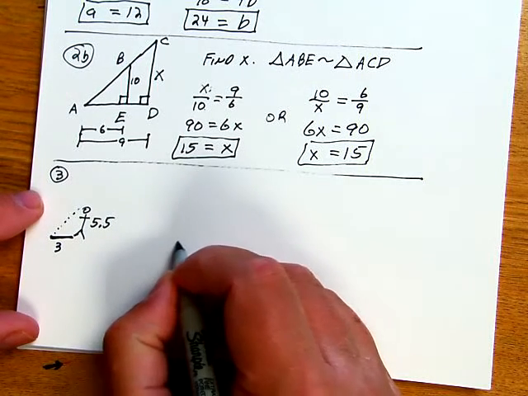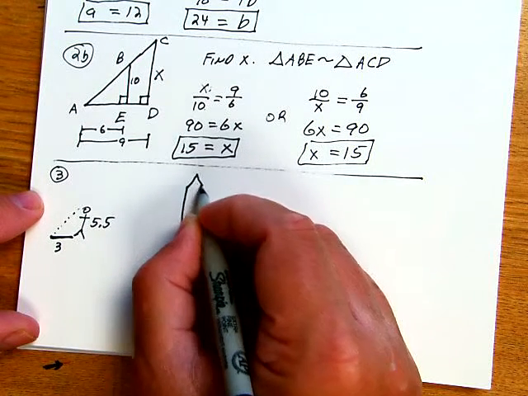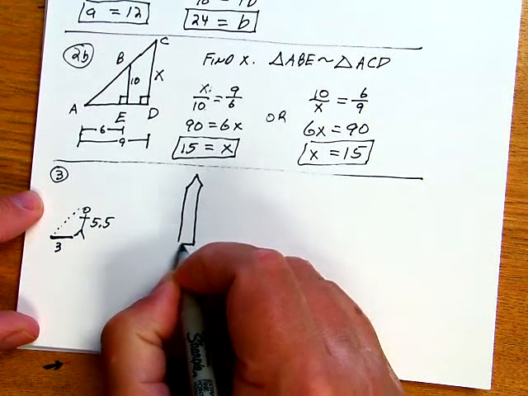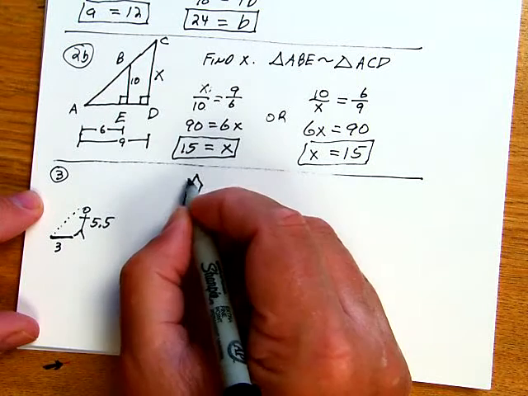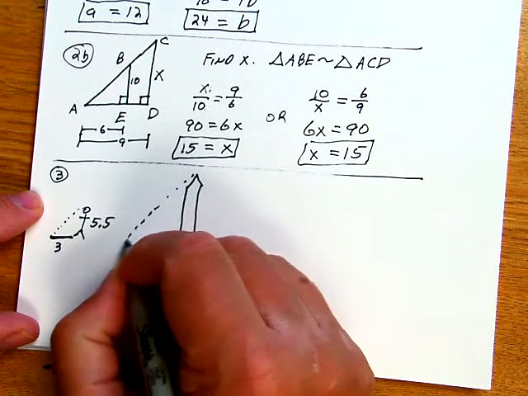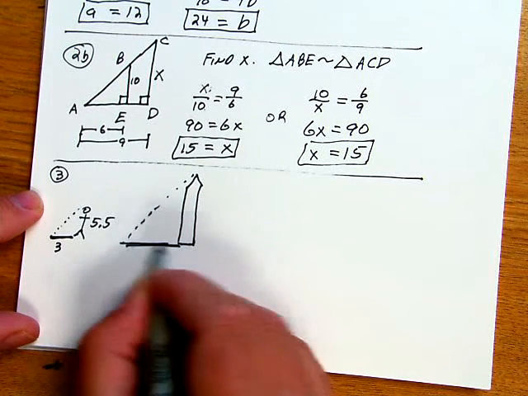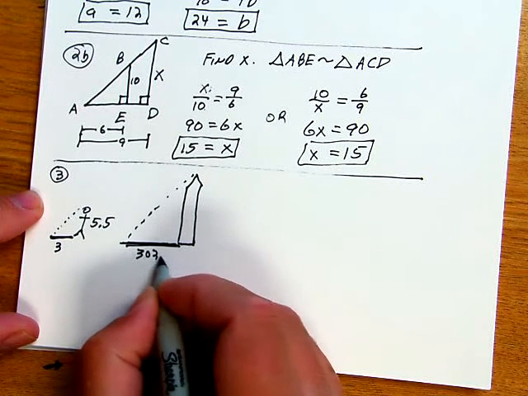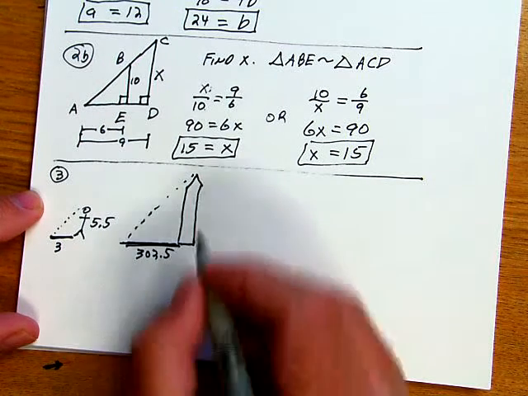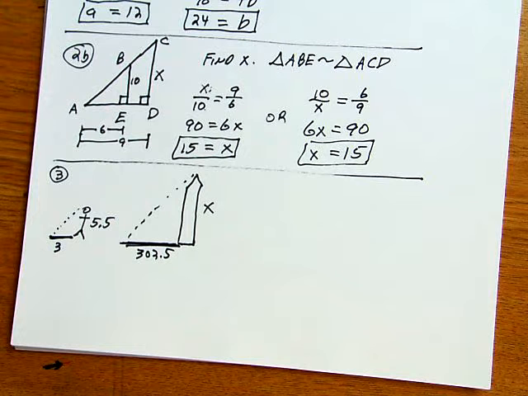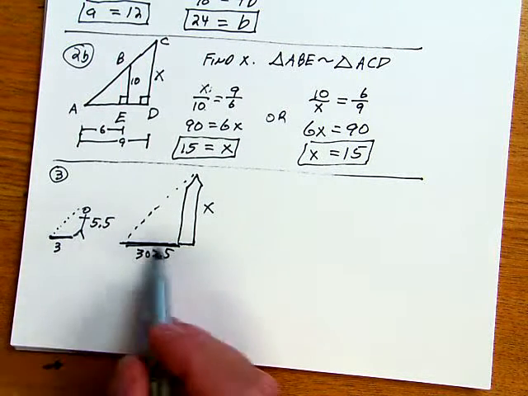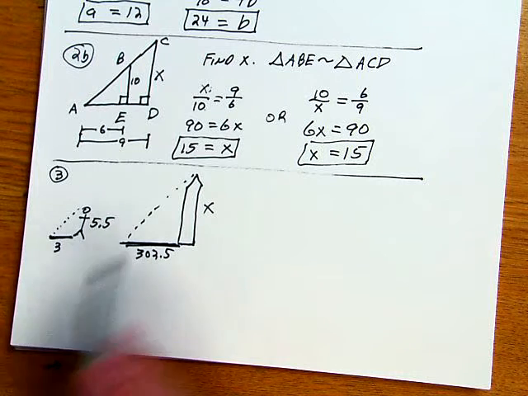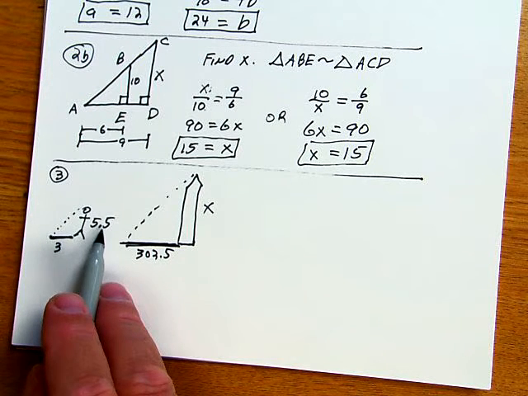She's standing next to the Washington Monument. There's the Washington Monument, and it is casting a shadow right there, and its shadow is 302.5 feet long. How tall is the Washington Monument? Well, we know that because everything's happening at the same time, these are similar triangles. So we can set up our proportion.